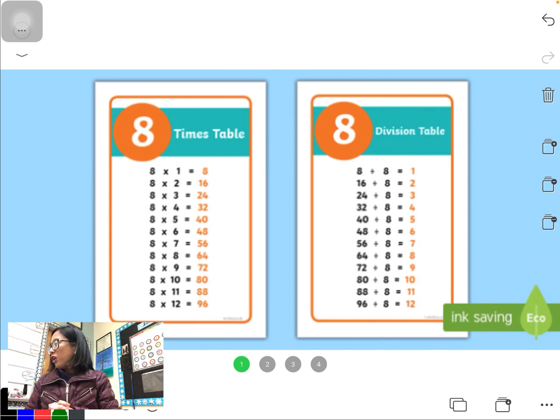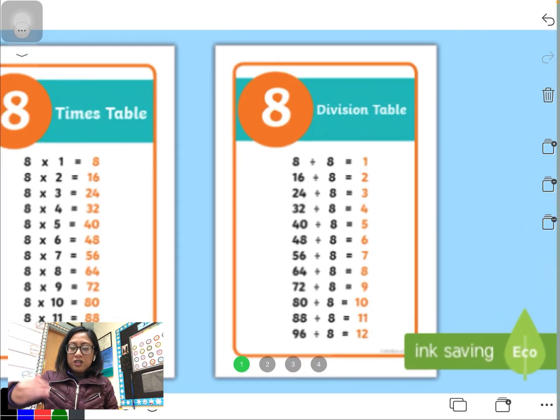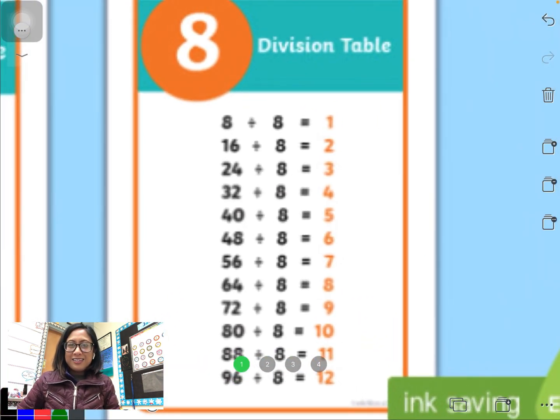So please be sure you're on page 201. I was looking at fourth grade. 201, and as you're going to page 201, as you see here on our screen, we have the 8 divisions tables, and we're going to sing it.